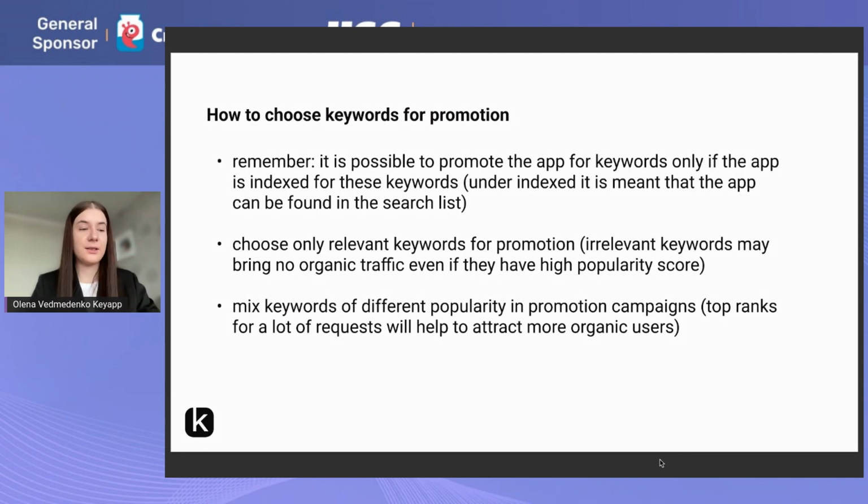And the third is just a recommendation from me about mixing keywords of different popularity in promotion campaigns. Basically, all the keywords, all the search requests, both for Google Play and for App Store, are divided into 3 groups according to popularity. The keywords of low, of middle, and of high popularity.